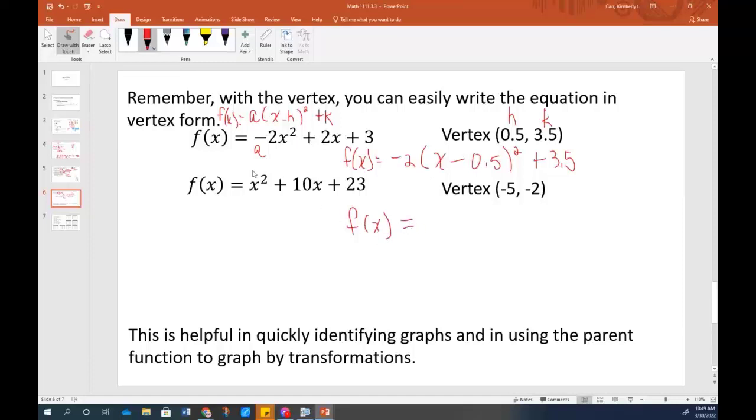F of x equals, now the a here is the understood 1. It can still be an understood 1. You don't need to rewrite that 1. So I have x minus negative 5, which makes that x plus 5, squared, and then minus 2. Now, having that lets us very quickly identify graphs and find parent functions and use transformations. And that's what our next slide is, identifying graphs.